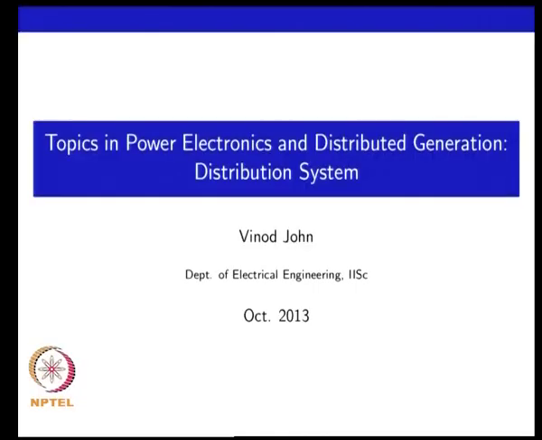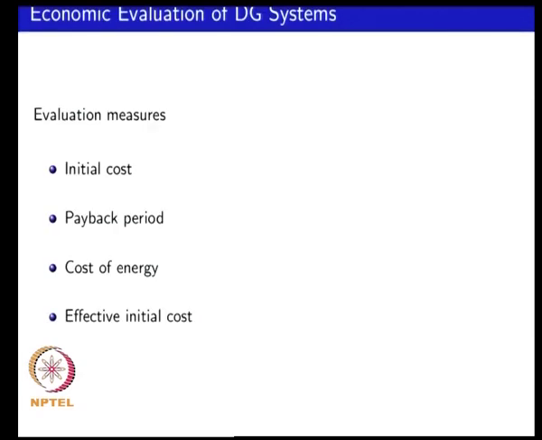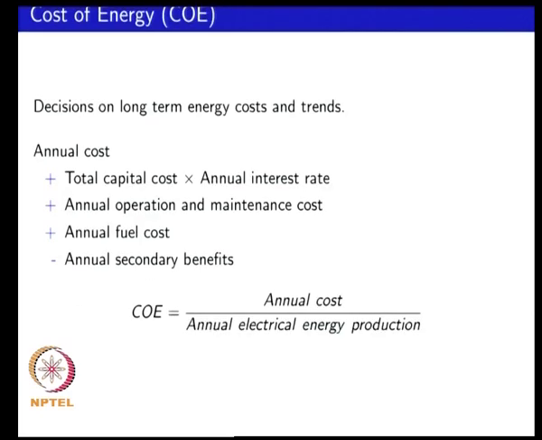Welcome to class 22 on topics in power electronics and distributed generation. We were looking at economic metrics for evaluating distributed generation systems, and we are talking about 4 of them: initial cost, payback period, cost of energy. We have been discussing the payback period, examples of payback period and cost of energy in the last class.